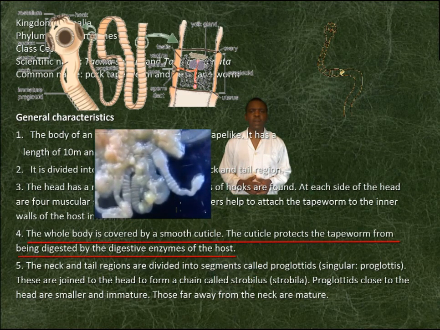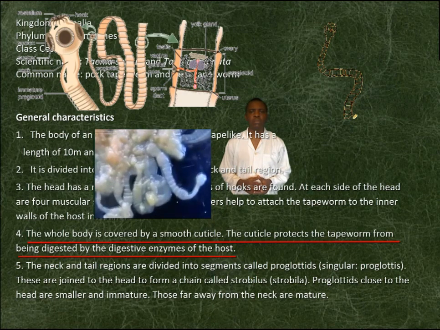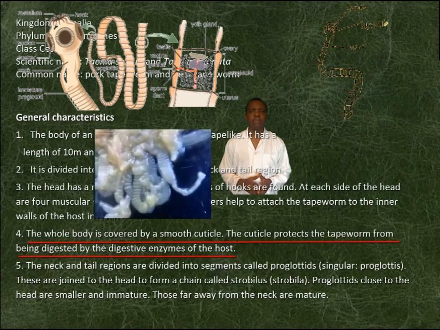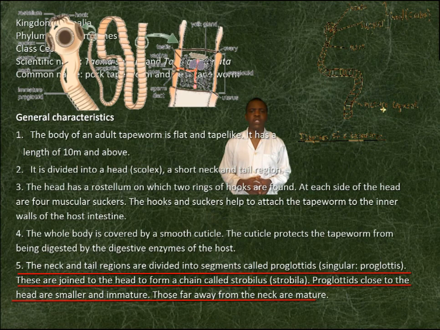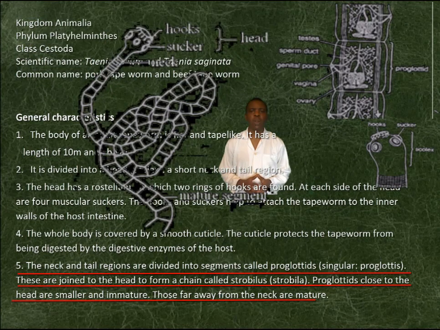The whole body is covered by a smooth cuticle. The cuticle protects the tapeworm from being digested by the digestive enzymes of the host. The neck and tail regions are divided into segments called proglottids. These are joined to the head to form a chain called strobilus. Proglottids close to the head are smaller and immature. Those far away from the neck are mature.